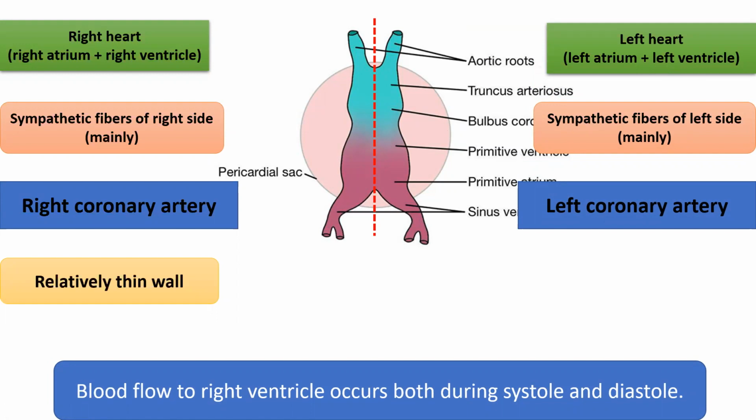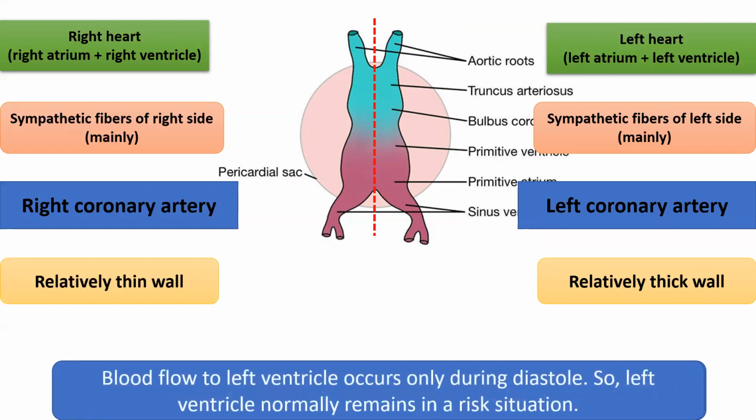So the left heart must overcome this high peripheral resistance. That's why the wall thickness of the left side of the heart is relatively thick in comparison to the right side of the heart. So the left side of the heart is in need of more blood supply than the right side. But one problem is there.